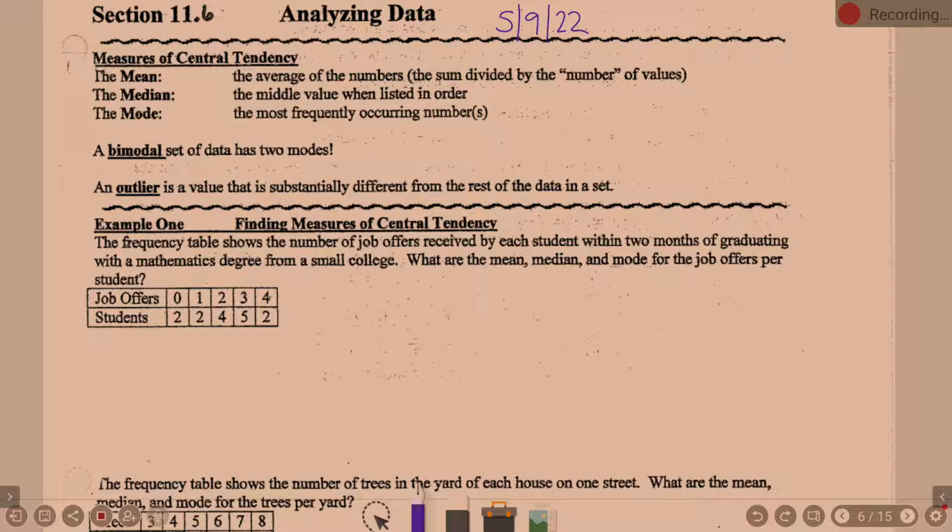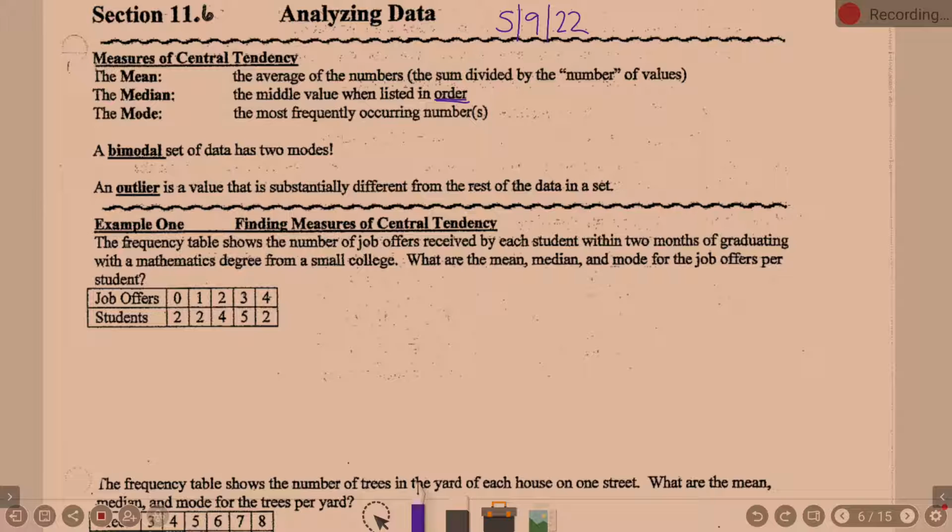Median, it's a middle number, and what's the catch here? The list of numbers you're looking at has to be in order. Sometimes they'll give them to you in order. That's so nice when they do, right? Other times, guess what? We have to put them in order, and we'll have to do some of that today.